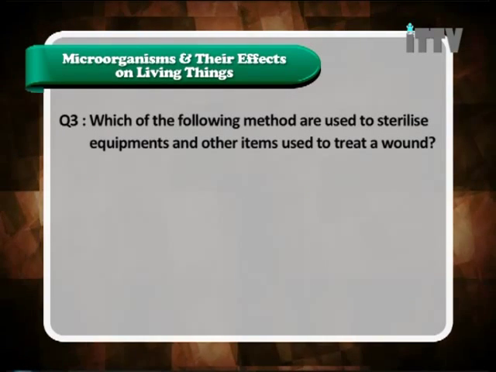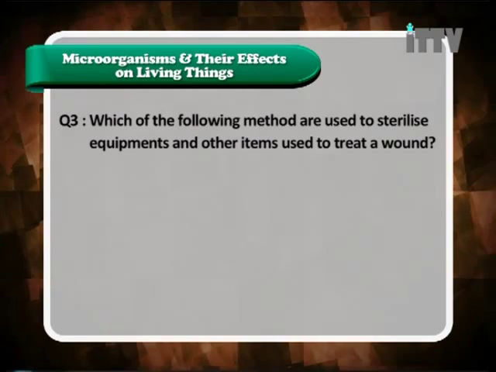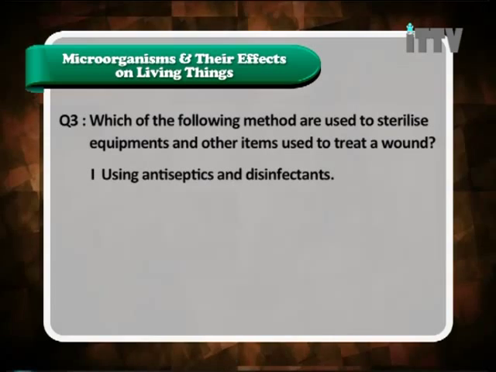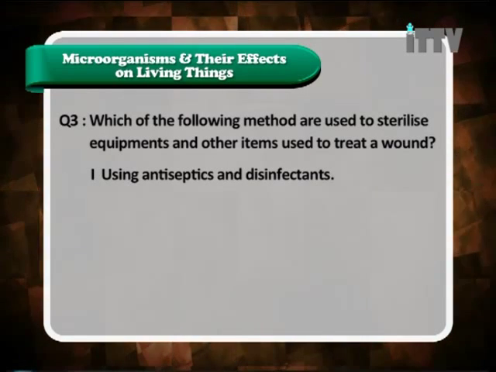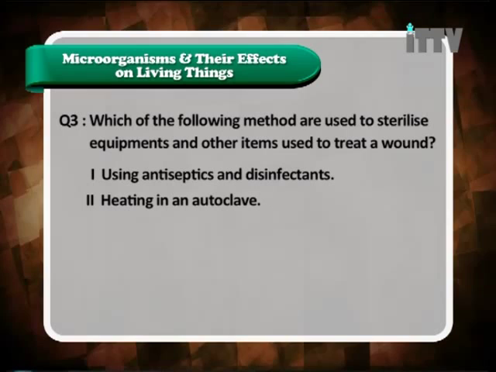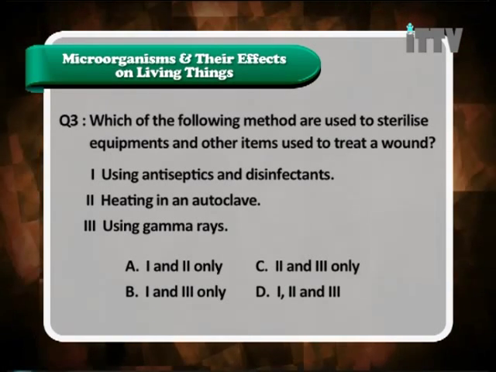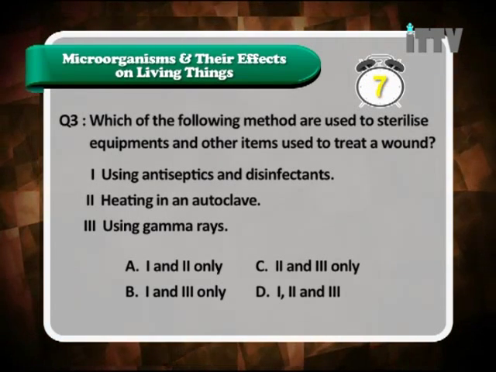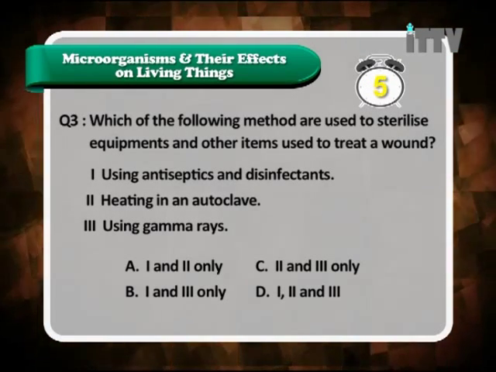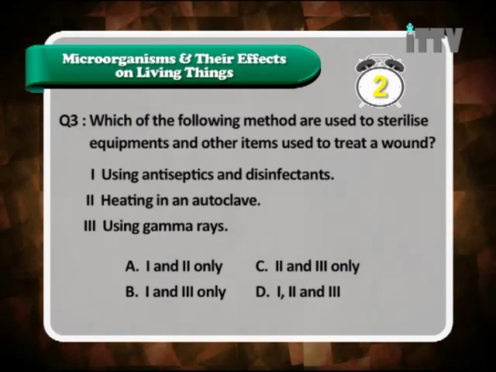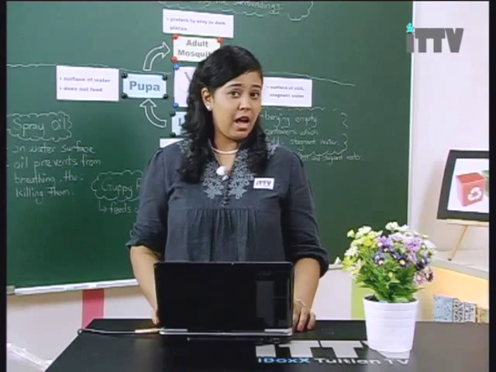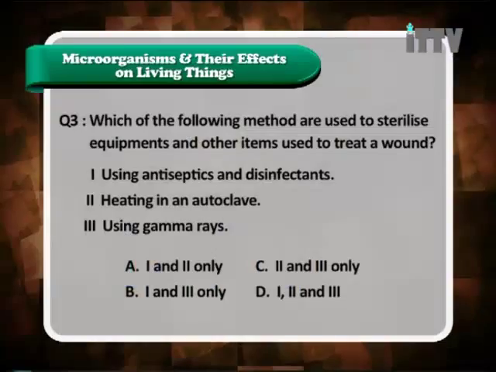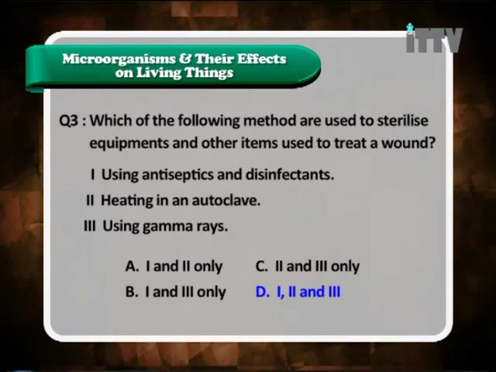Let's move on to question 3. Which of the following methods are used to sterilize equipments and other items used to treat a wound? 1. Using antiseptics and disinfectants. 2. Heating in an autoclave. 3. Using gamma rays. Now, 1, 2, 3 looks all of them are correct. So yes, therefore the answer is D, 1, 2 and 3.